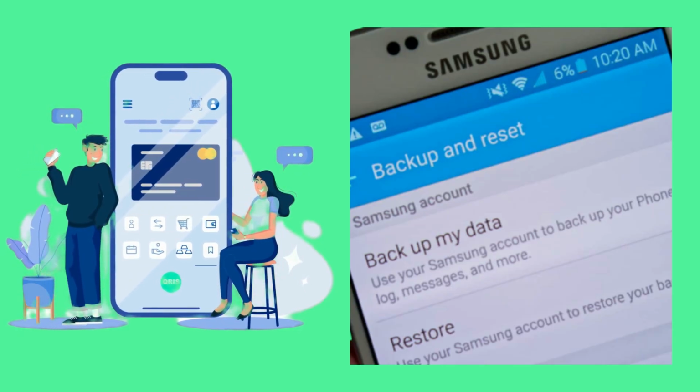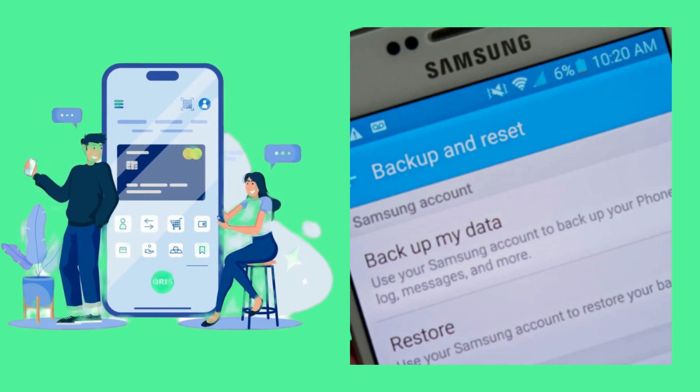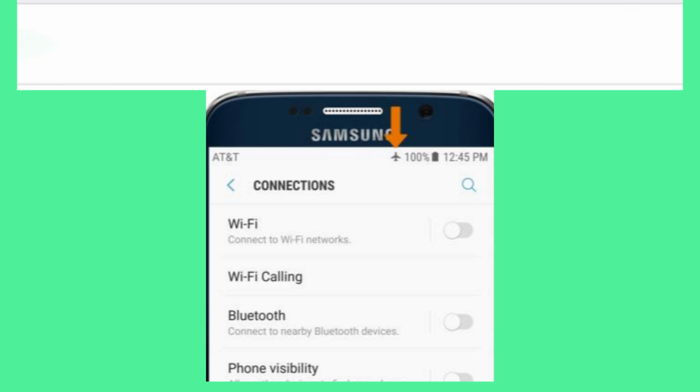Quick resets. A simple refresh might be enough. Restart your Galaxy S6 and also reboot your Wi-Fi router. This resets both ends of the connection and often clears up temporary IP conflicts or DHCP errors. Airplane mode reset trick. Try toggling airplane mode on and off. It sounds basic, but this can reset your network radio and force a fresh handshake with your Wi-Fi router.